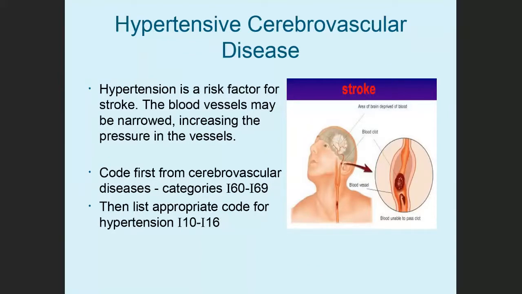Hypertensive cerebrovascular disease. Hypertension is a risk factor for stroke. The blood vessels in the brain may be narrowed, which increases the pressure in these vessels. The guidelines state the cerebrovascular code is listed first, and that would be I60 to I69, and then you're going to do a code for the hypertension.